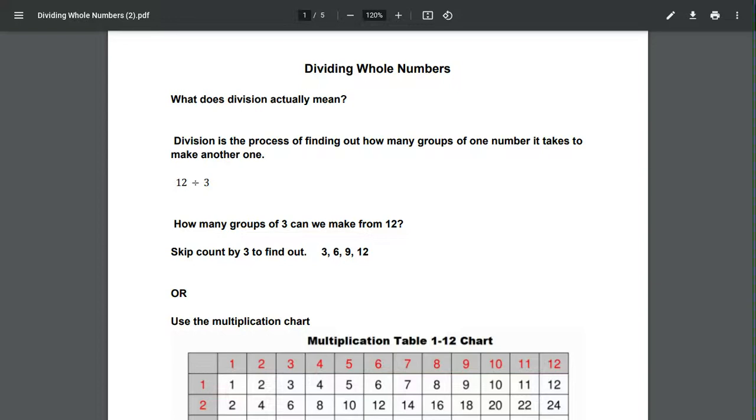All right, we're going to focus on dividing whole numbers in this video. First thing we're going to talk about is what does division actually mean.